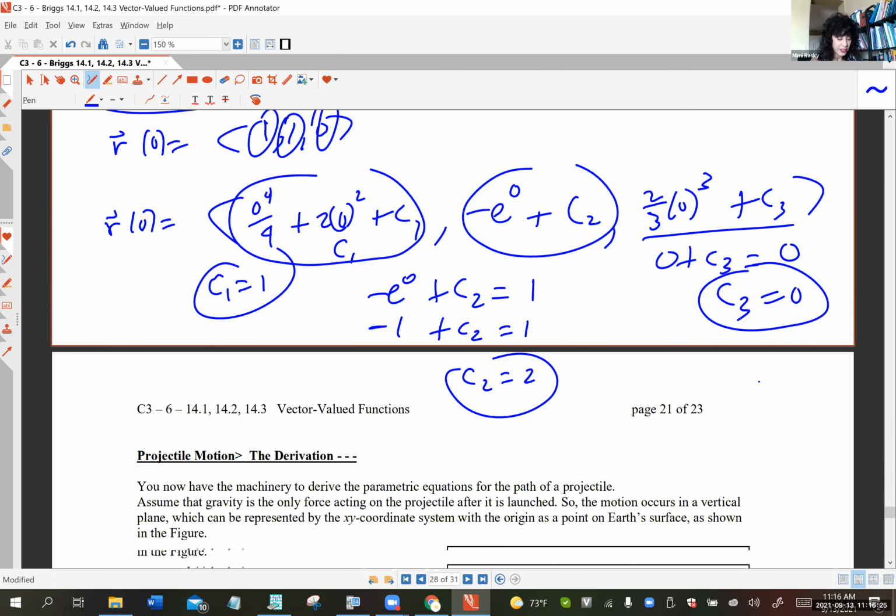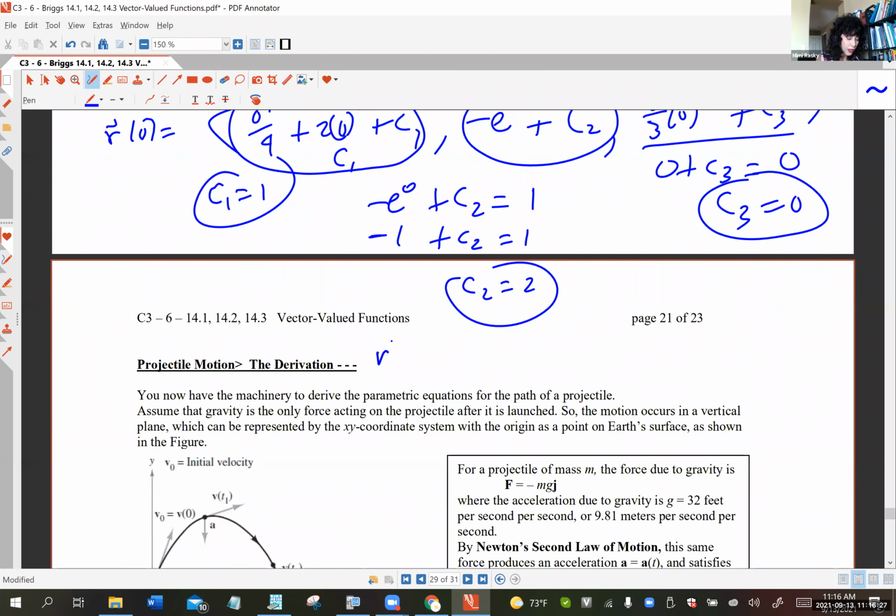So your final answer, when you write it all up, had better be a big old vector. So use brackets, or if you like the standard unit vector format, that's fine too. And you give me all of the components in turn with the correct constants of integration. Okay? And we're done. Any questions here?